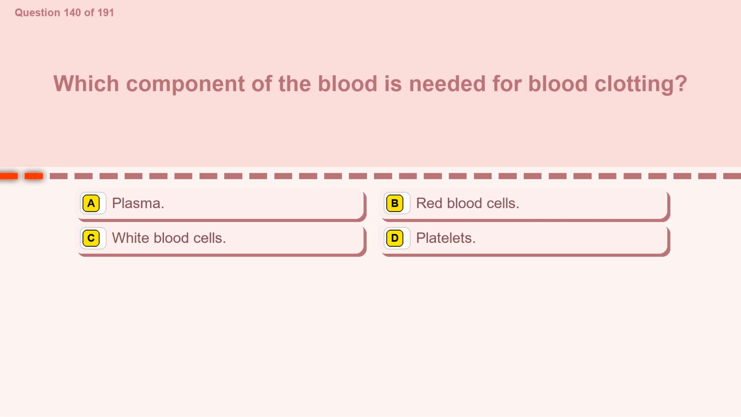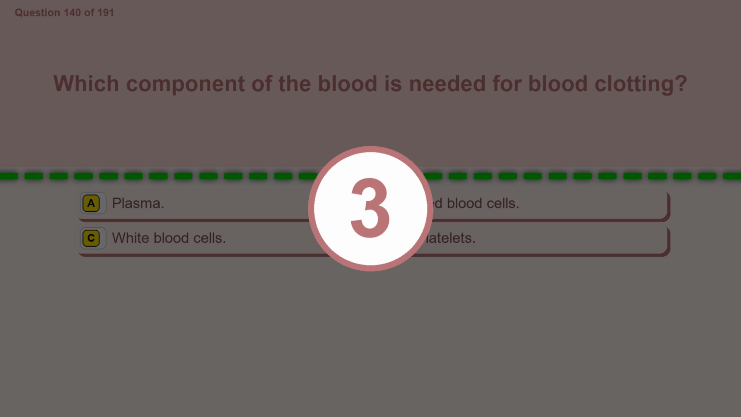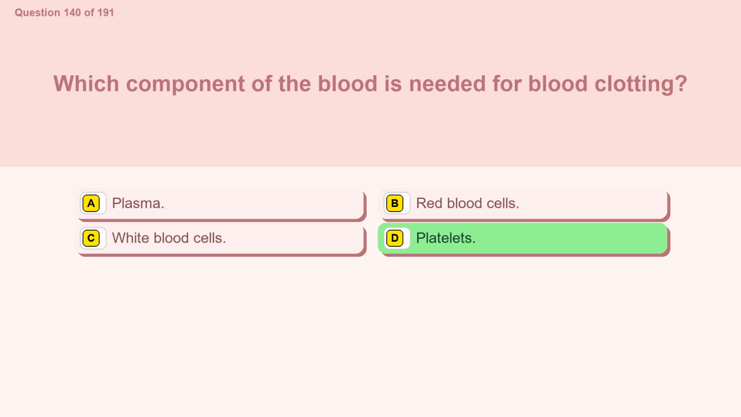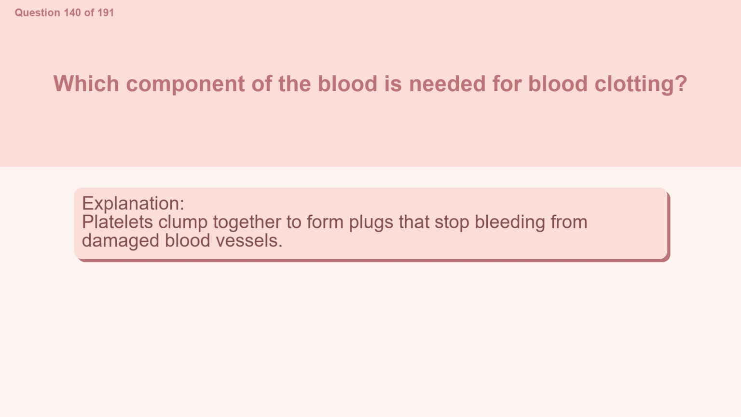Question 140. Which component of the blood is needed for blood clotting? Option A. Plasma. Option B. Red blood cells. Option C. White blood cells. Option D. Platelets. The correct answer is option D. Platelets. Platelets clump together to form plugs that stop bleeding from damaged blood vessels.